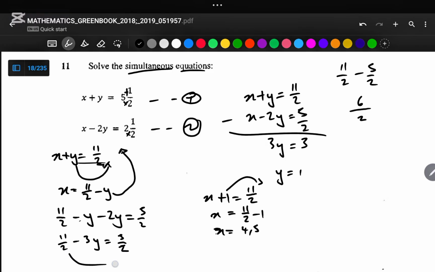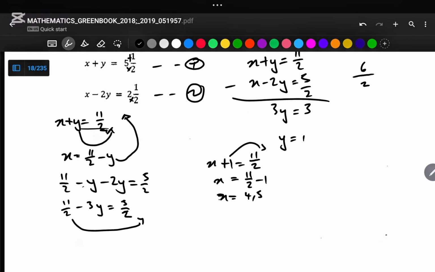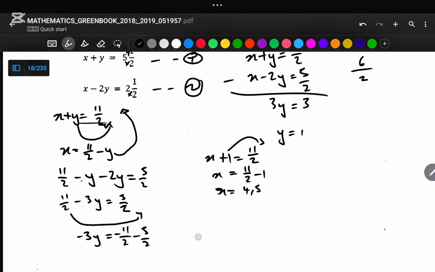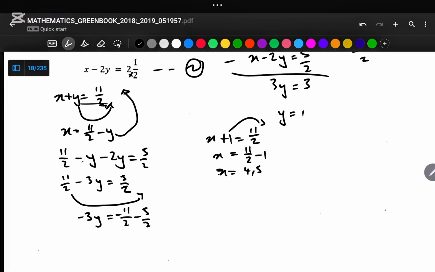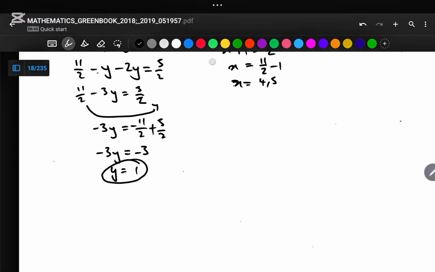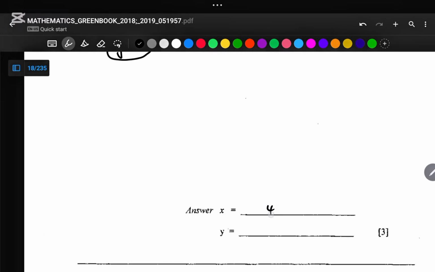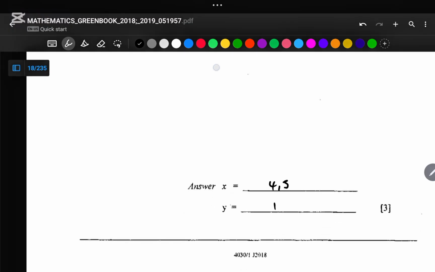If we shift this 11 over 2 to this side of the equation, it becomes negative. Therefore, it's minus 3y being equal to minus 11 over 2 minus 5 over 2. And this gives us 6 over 2. It's plus here, so it gives us minus 6 over 2, which is equal to minus 3. Therefore, it's minus 3y being equal to minus 3. If we divide both sides by minus 3, y will be equal to 1. The same value as before. Therefore, our correct answer is y is equal to 1 and x is equal to 4.5. So we can simply write x is equal to 4.5 and y is equal to 1, and you are done.